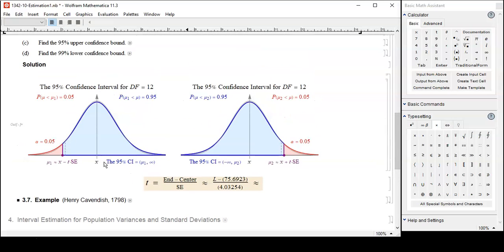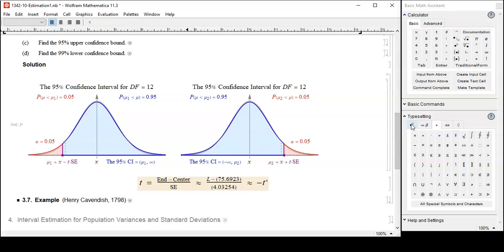And please note that this is going to the left. So in the standard t-curve, which is centered at 0, going to the left, it should be negative something. Negative some t-star value. Okay? So the t-score formula is end minus center over SE. So lower bound minus center over SE. That's going to be negative something.